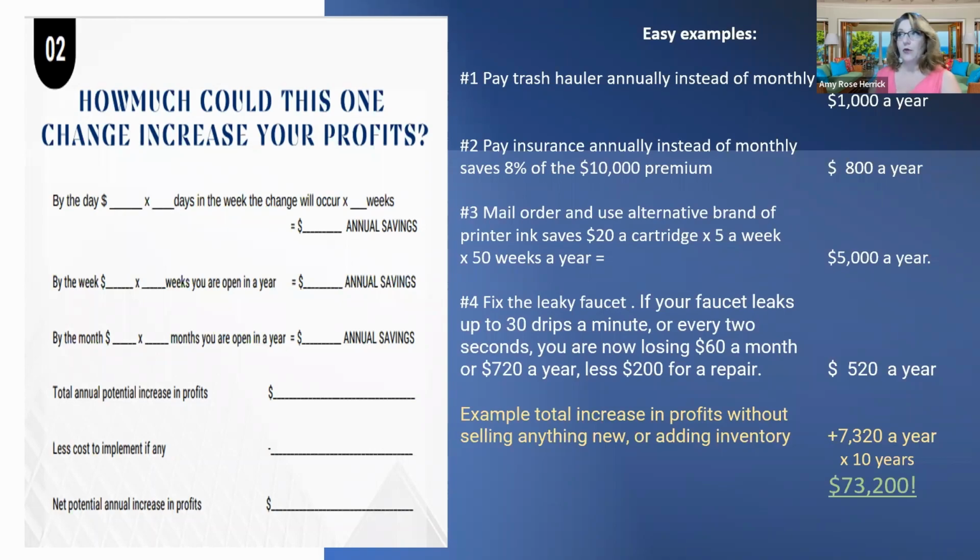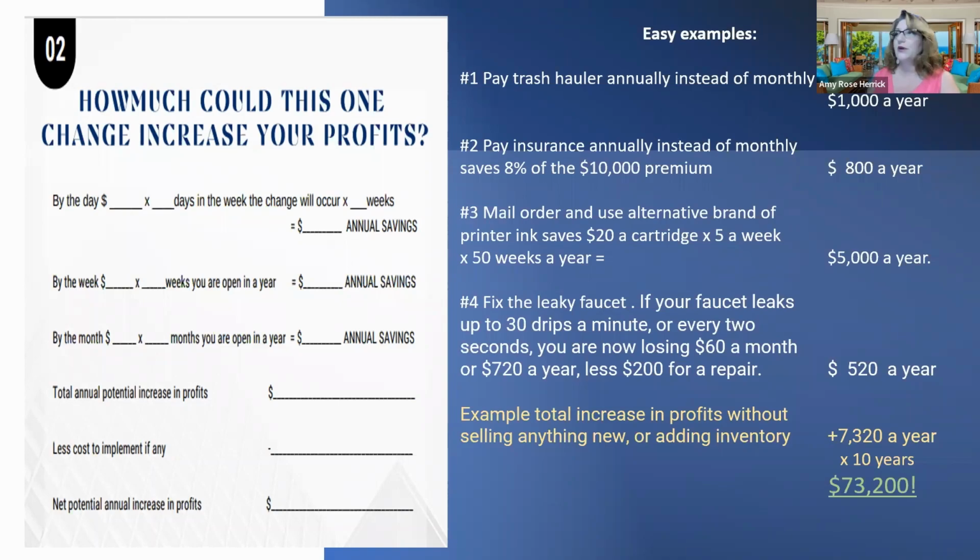If I used mail order and use an alternative brand of ink, boy, this is one I've been doing for a very long time. If you look at it from the standpoint of if you did a $20 cartridge 5 times a week, 50 weeks a year, assuming the business was closed part of that time, that's $5,000 a year, just a little change. Fix a leaky faucet. If your faucet leaks 30 drips a minute or every 2 seconds, you're losing on average $60 a month or $720 a year.